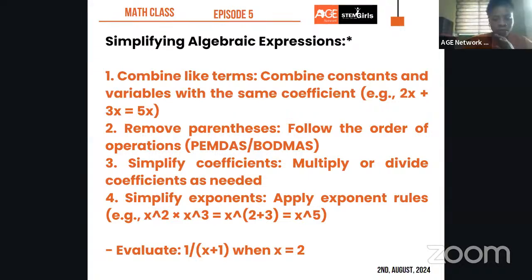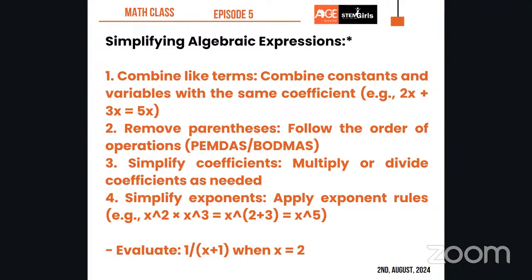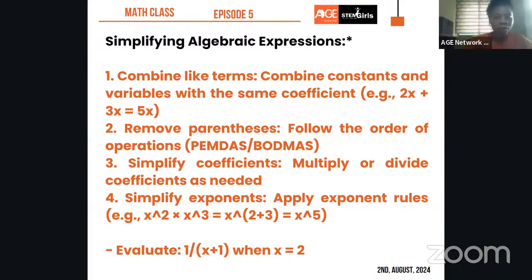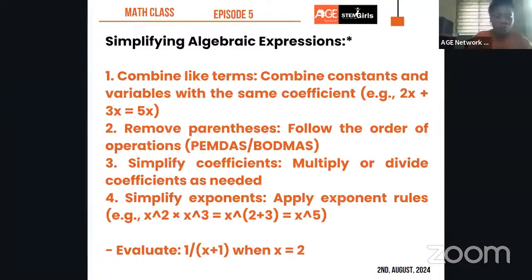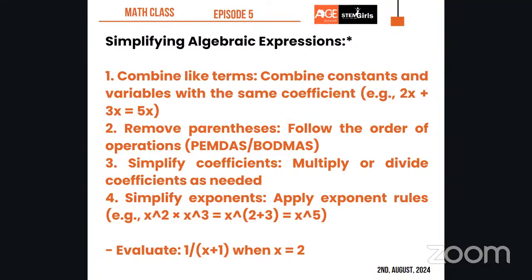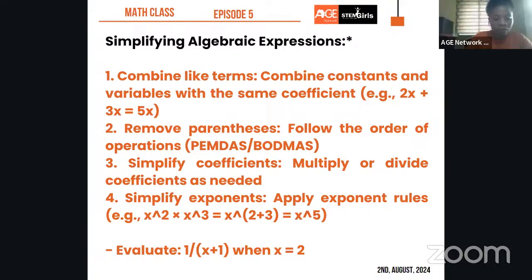It can be y. Don't forget that your variable can take any letter of the English alphabet. It can be a, it can be b. It can be multiplications of variables. If you have 3ab plus 2ab, they are like terms as long as the variables are the same.